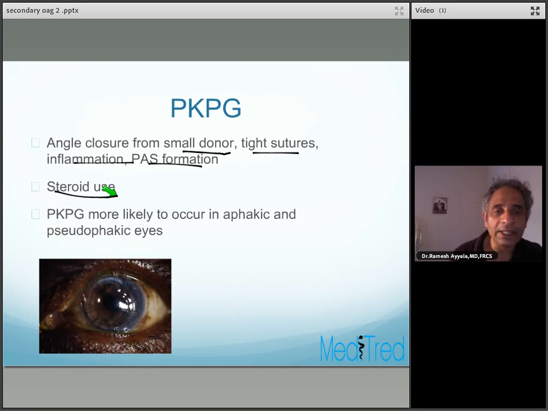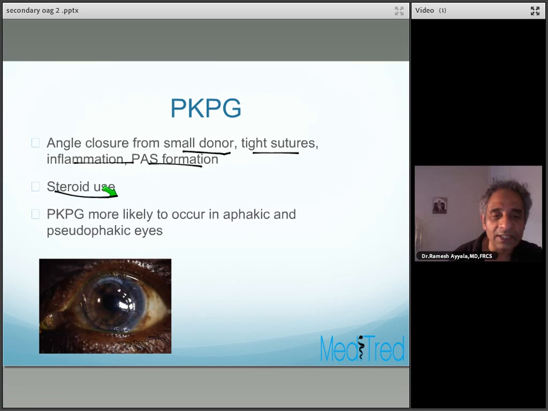So any one of these combinations, if you have a small donor tissue that you're trying to suture to the host rim, or tight sutures, or underlying inflammation, which can lead to PAS formation, and prolonged use of steroids, which is necessary to keep the graft going, any of these situations can give rise to trabecular meshwork compromise, decreased outflow, or a compromised outflow pathway in glaucoma.